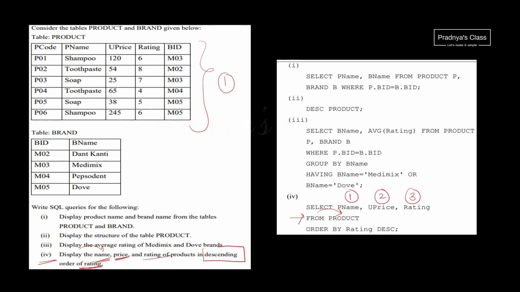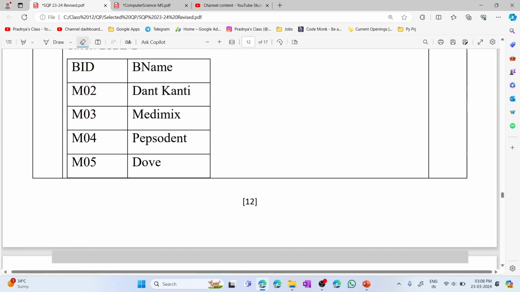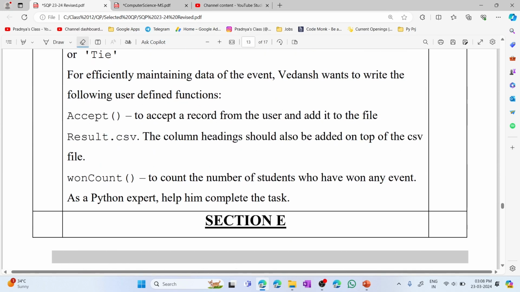For ordering we use order by clause. Based on rating we are arranging the records, that too in the descending order. So don't forget to write this keyword DESC. So that was the explanation of this question. Hope you understood it. In this way we covered the questions from the section D.